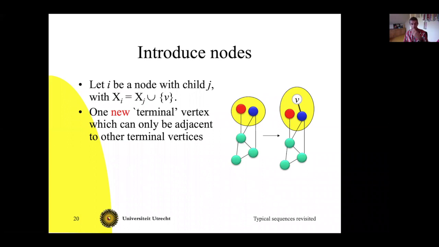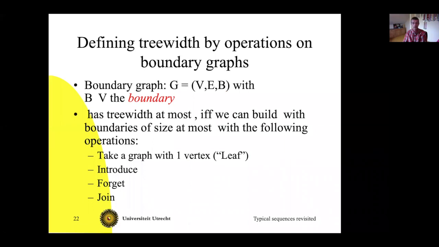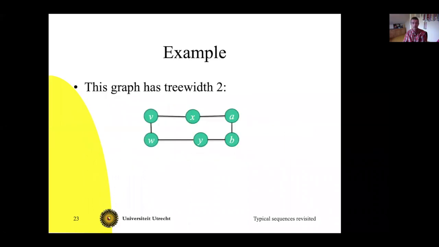For an introduce node, we have one new vertex, which can only be adjacent to the vertices in the bag. So there's a new vertex which goes to the boundary of the current graph we are looking at, and you will see in the picture how this works. And in the forget node, we have the same graph, but one vertex is no longer in the boundary, so it becomes a normal vertex. Another way of defining treewidth is saying these are graphs you can build with these four types of operations. Here we have a little example to see how you can see it this way.